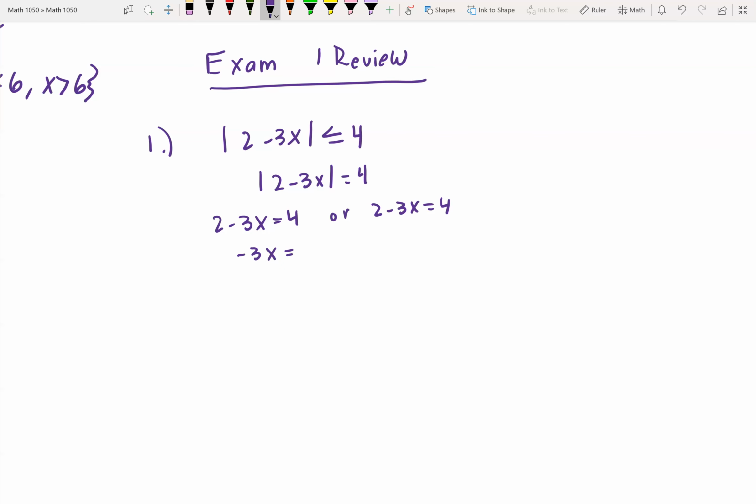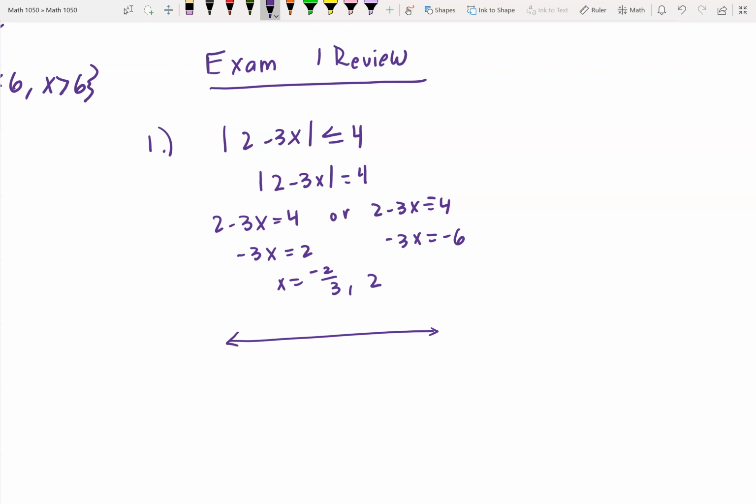So the 2 comes over and becomes a negative. And then you divide by -3, and you have -2/3. This one, bring your 2 over, it becomes a negative. This should be -4, sorry. It becomes a -2. So a -4 and a -2 is a -6 right there. Divide by -3 and you get x equals 2.